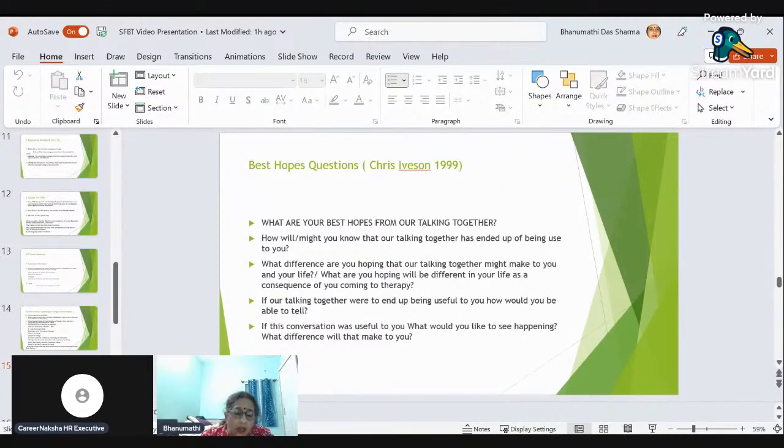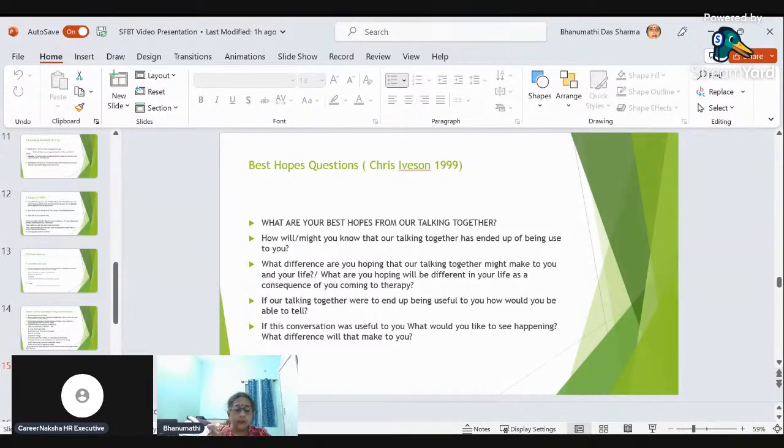Now we'll go to how to find out the desired outcome. There have been a lot of changes in solution focused brief therapy, and Chris Iveson in 1999 developed this opening statement: what are your best hopes from our talking together? This is a very, very powerful statement. So I'm going to explain to you in detail about it, word by word. So let's start with the first word.